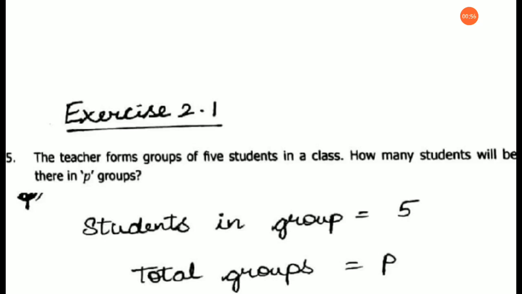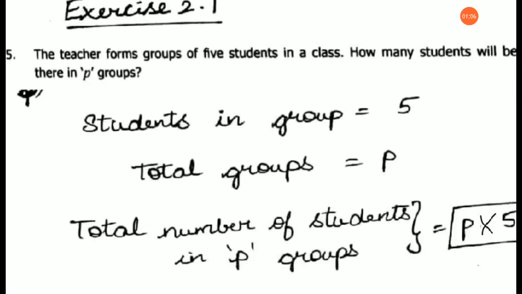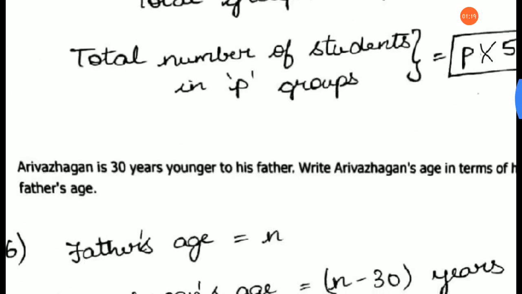How can you frame an equation for this? The number of groups into the students in each group will give you the total strength. Can you get my point, children? Now imagine P's value is 5. So what will be the answer? 25. So therefore the total strength of that class is 25. Clear?